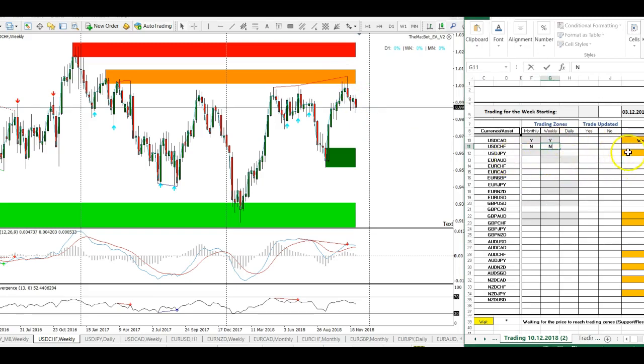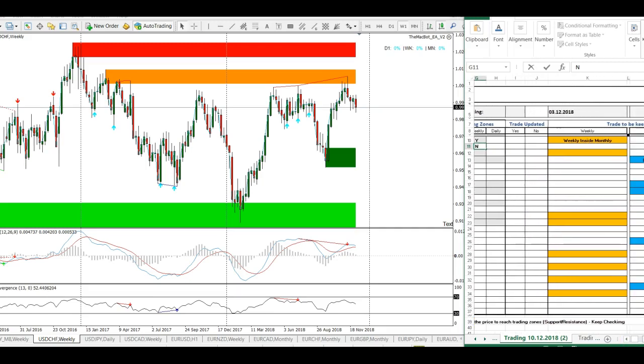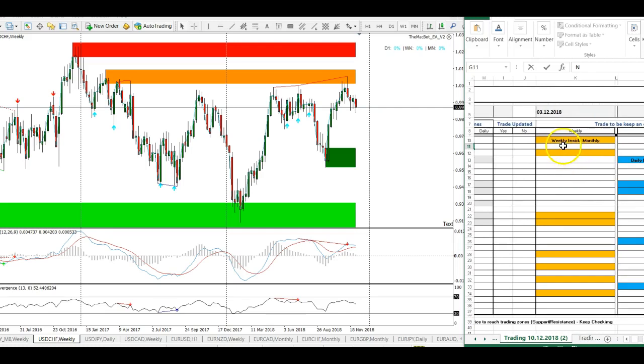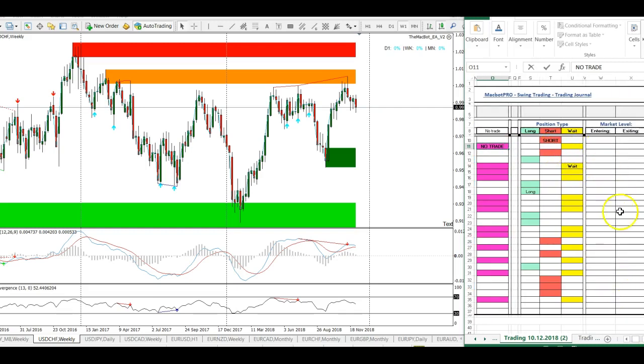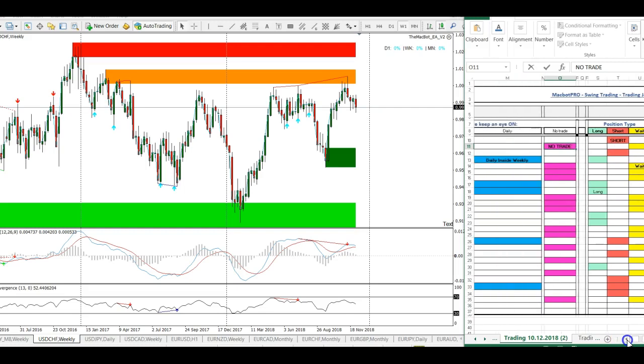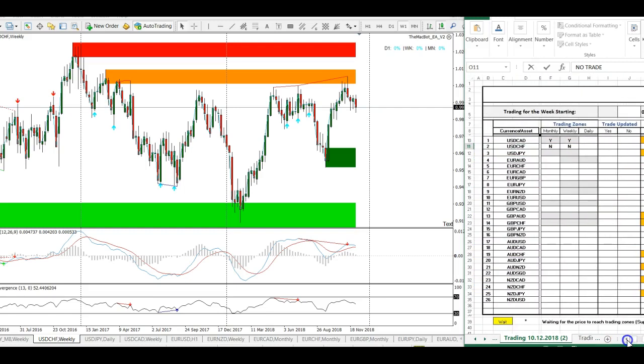So we don't need to, just put it in here. Leave that blank. No trade. Put in here, no trade. Okay, nothing. So this week there's nothing happening on the USD Swiss franc.